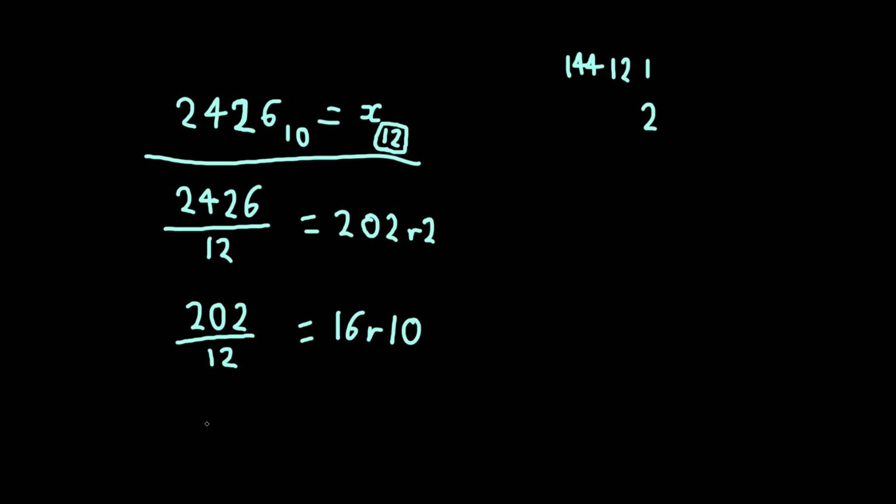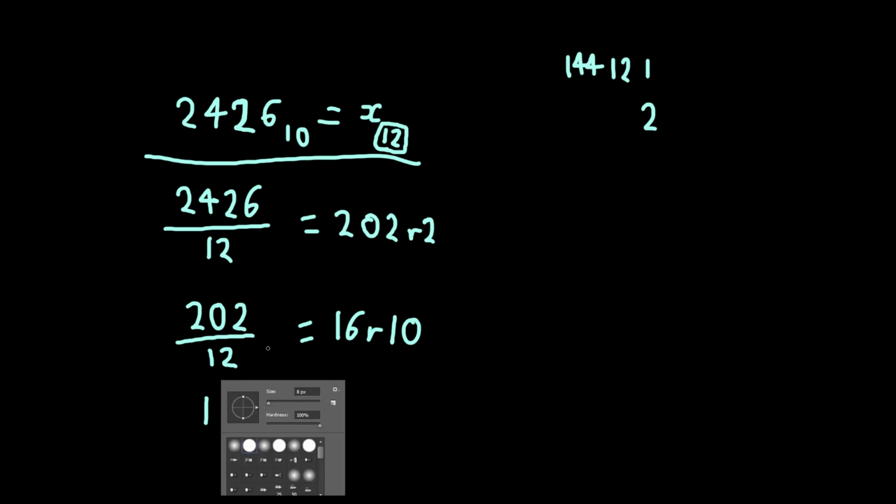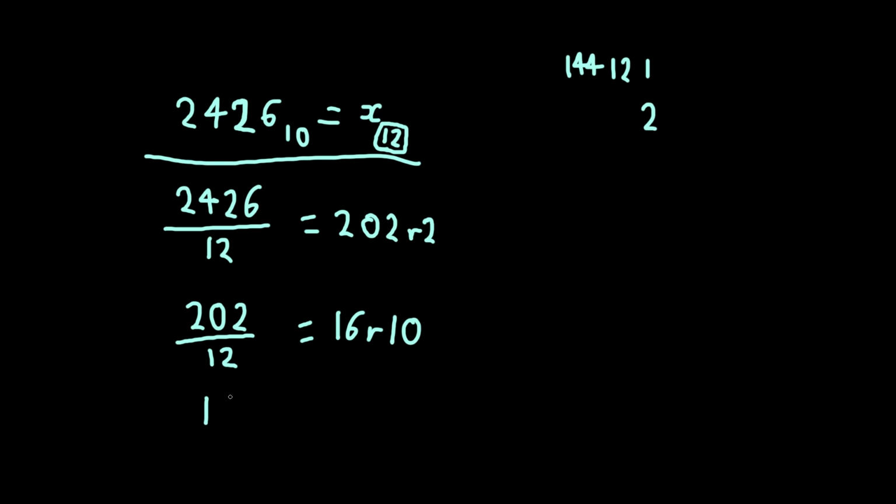So we know the next iteration uses 16, and we know the next digit is 10, which is actually A. So we've got A2 at the moment, which is kind of interesting to look at. Let's keep going. 16 over 12 is just 1, with a remainder of 4 because it can't go in again. It'd have to be 24 to go in again, but it's 16. And so we know the next digit is 4, so we can write that up here.